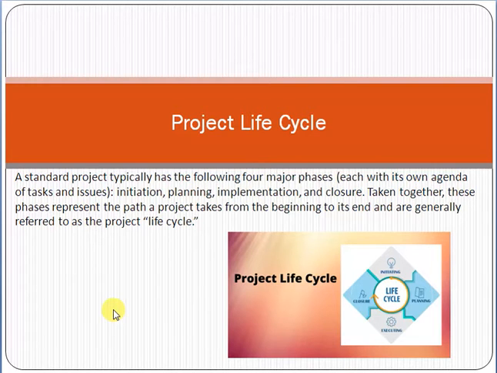Like first it will start with the concept, like we think that we have to do this project, then we go through the phase in which we think about how we will achieve that project, then we think about how to implement, we start implementing that project, and then after implementation we close the project. So initiation, planning, implementation, and then the closing. So these are the phases of a project. Each and every project goes through it.